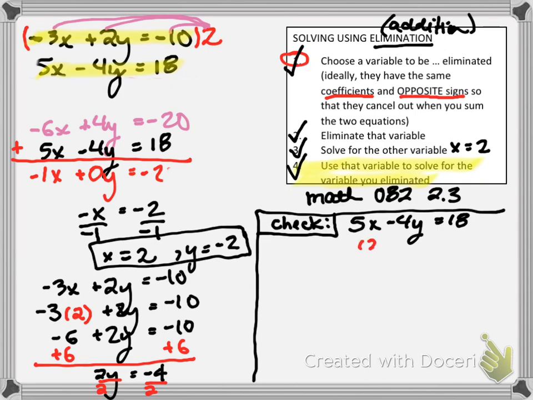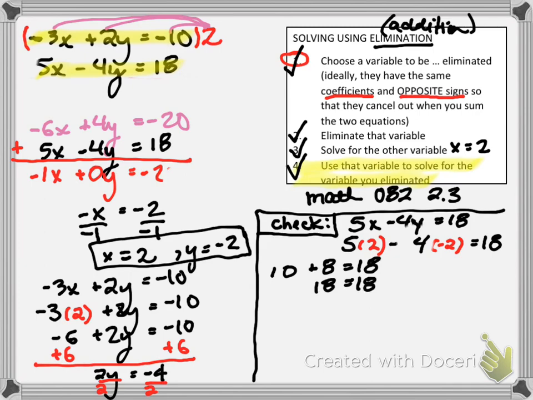So we have x is equal to 2. We have y equals negative 2. So I have 5 times 2 minus 4 times negative 2 equals 18. So that gives me 10. Can't see this very well. Let me fix it a little bit. This is a y. That was a negative 4. Negative 4 times negative 2 is positive 8. So we find out that 18 equals 18. That is true, right? So that means that we can be confident in our solution.